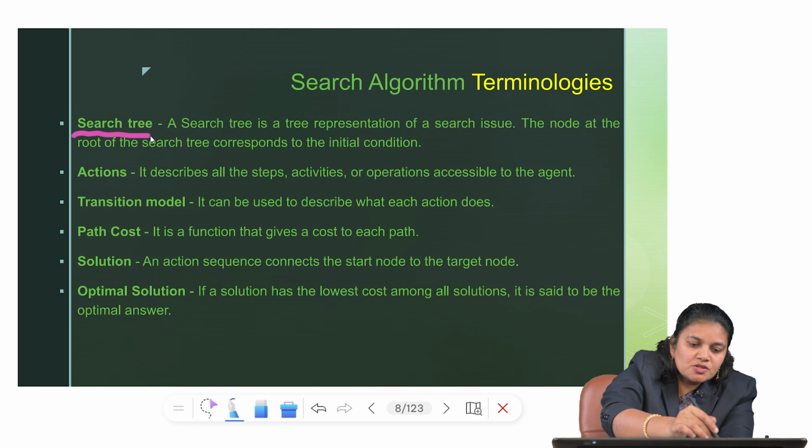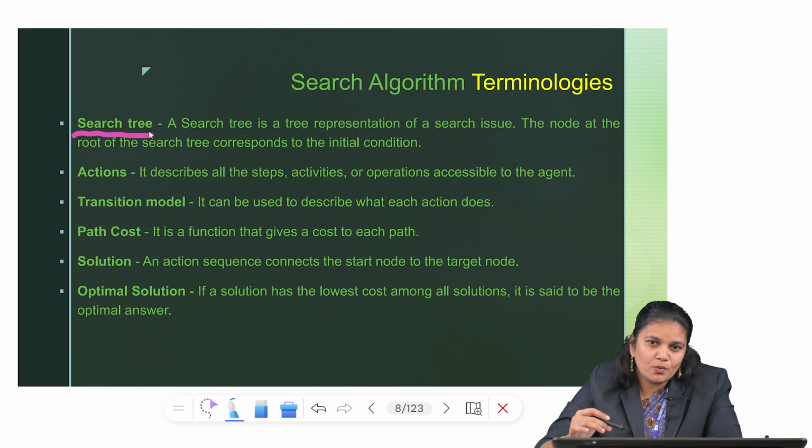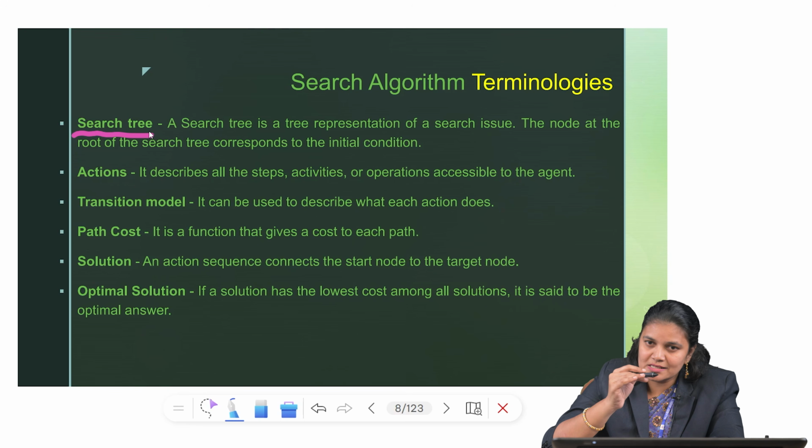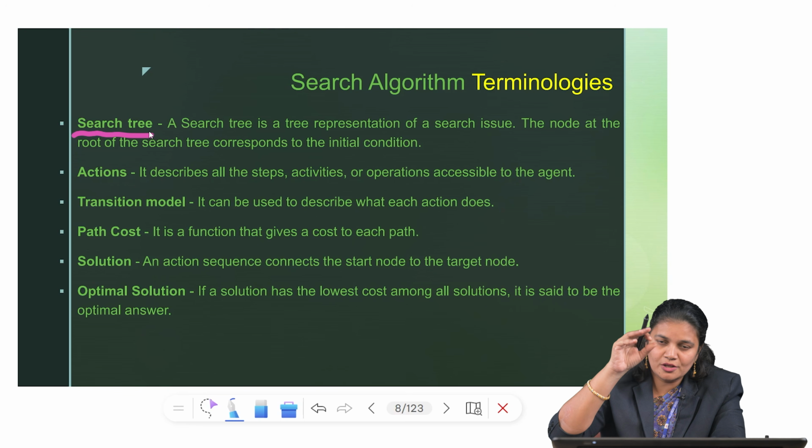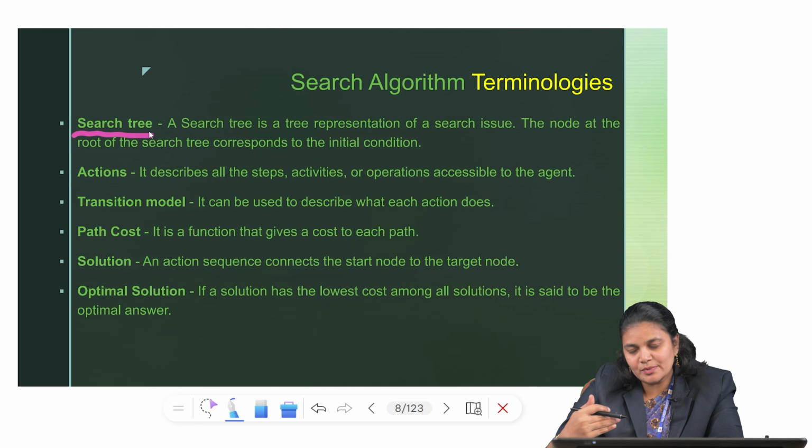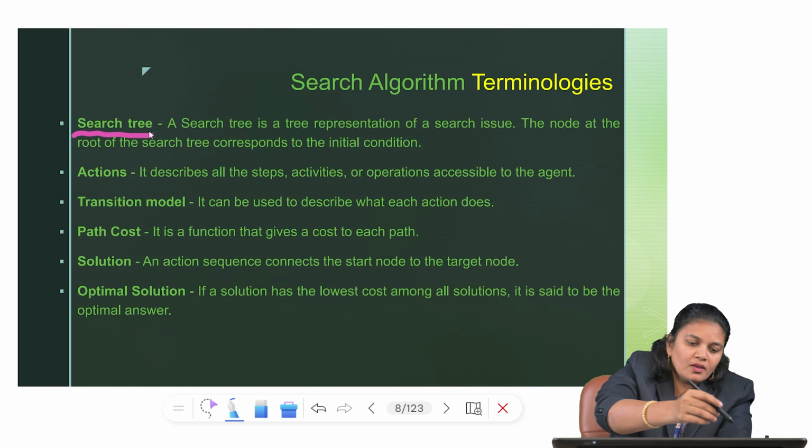It is a search tree. The search tree is the one which we have seen in the previous slide. We'll get a tree structure. We'll start from an initial node. From there, we'll get child, child, and child, until some leaf nodes, we can move on.